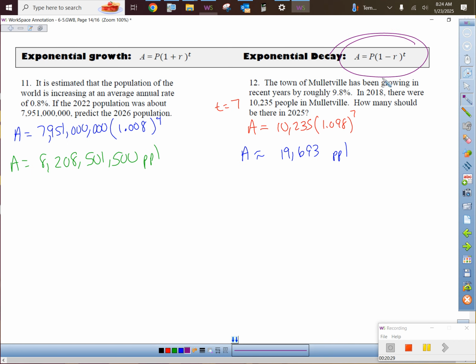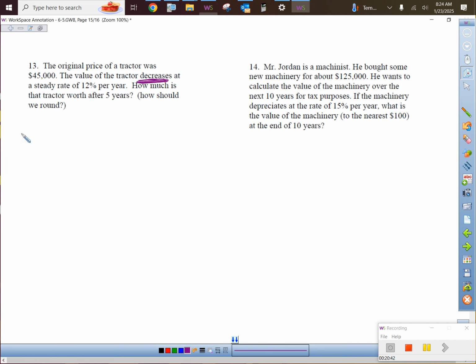And this is where we're going to outsmart the formula. Sorry, I should have had it on this page, but we're going to do exponential decay. What's the difference between these two formulas? Only one minor difference. What's the difference? There's a minus, one minus the rate. Cool? So I'm going to do the first one the long way. We're going to start it out like this. The amount's going to equal the starting value of this tractor was 45 grand, right?